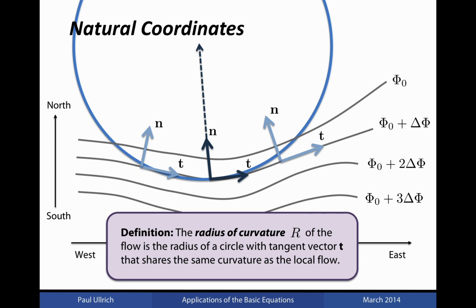In fact, if we impose this circle on the local flow, what we'll find is that it's a much better approximation to the local behavior of the geopotential height contour than a straight line. It's kind of like the next order approximation of how exactly that geopotential height contour is changing with respect to space.